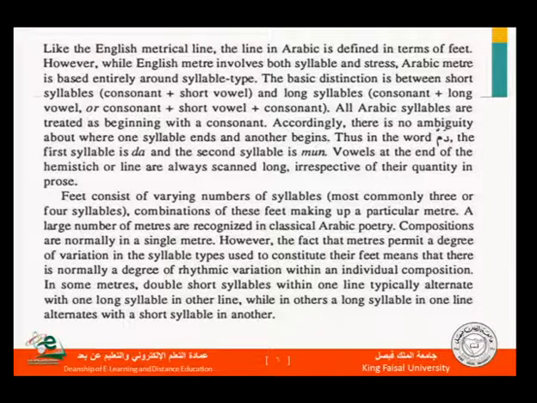Thus, the word دم مثلا, كلمة دم, لكنها منونة, دم. The first syllable is da. المقطع الأول هو إيش؟ da. And the second syllable is man. دم, من, دم. Vowels at the end of the hemistich or line are always scanned long, irrespective of their quantity in prose.